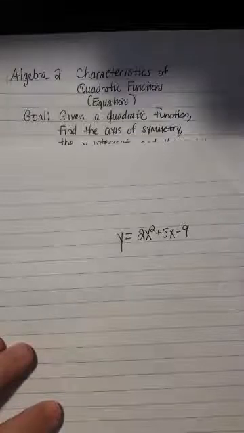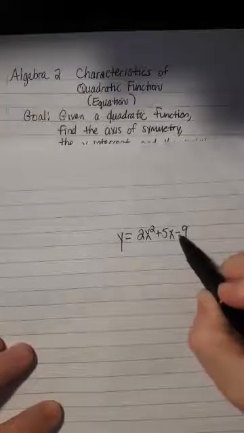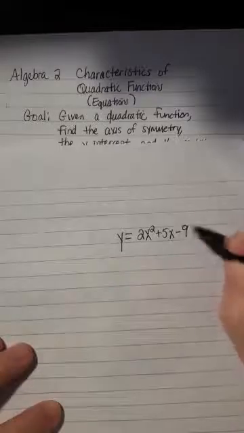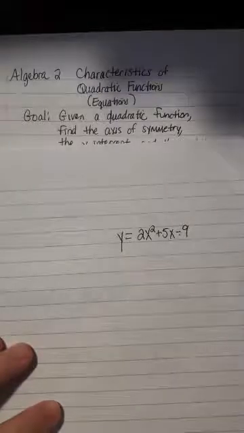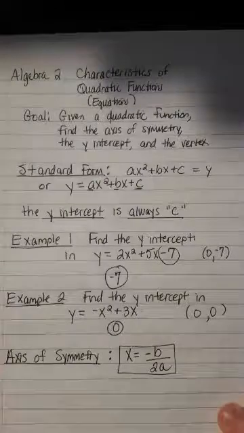Very good. 9 is correct, except make sure you take the sign in front of it. So it would actually be a -9. All right, so that's the y-intercept.